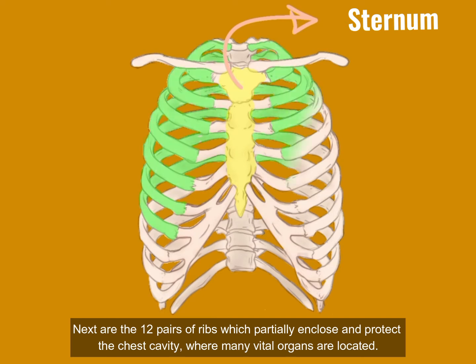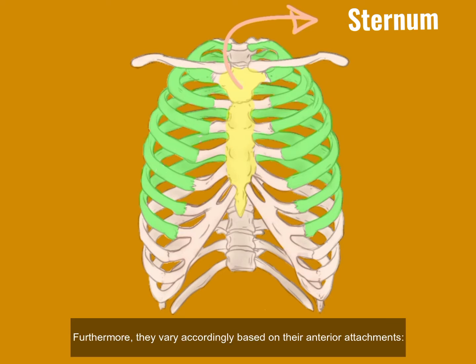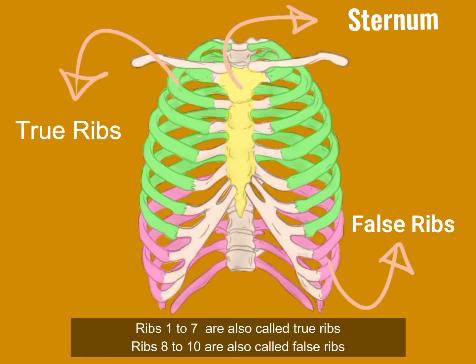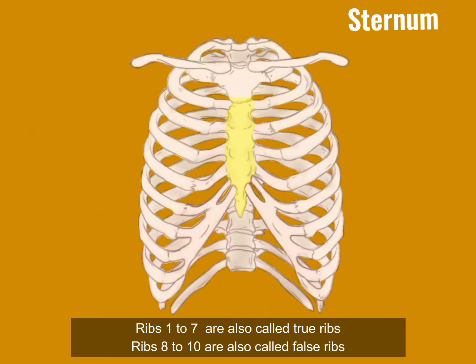Next are the 12 pairs of ribs, which partially enclose and protect the chest cavity where many vital organs are located. It is collectively made up of long, curved individual bones with joint connections to the spinal vertebrae. Furthermore, they vary accordingly based on their anterior attachments. Ribs 1 to 7 are also called true ribs. Ribs 8 to 10 are also called false ribs.